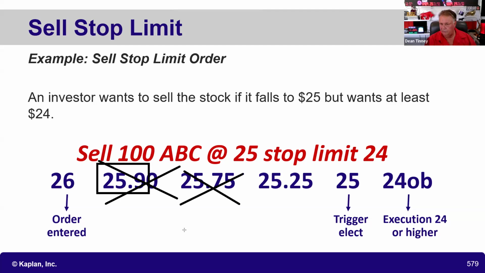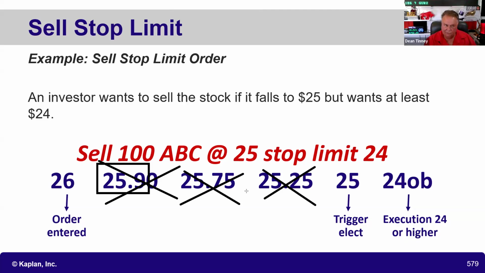So we don't pull the trigger at 25.90. We don't pull the trigger at 25.75. We don't pull the trigger at 25.25. Customer says, oh, there's my trade at 25. I go, no, that's not your trade at 25. That's what turns your suspended order into a live limit order, two separate events. That is not your trade. That's the trade at or through that pulled the trigger, elected the order. It's now a live limit order.